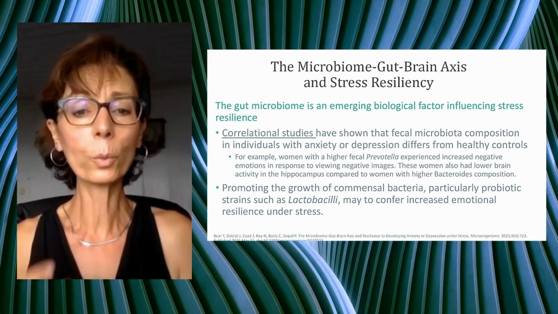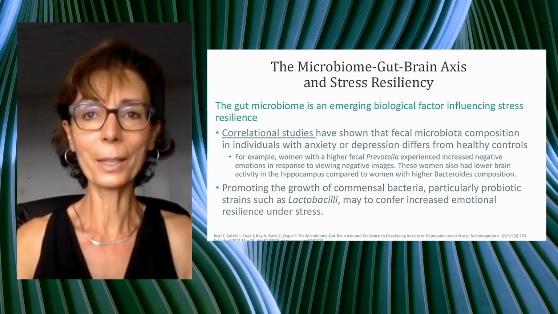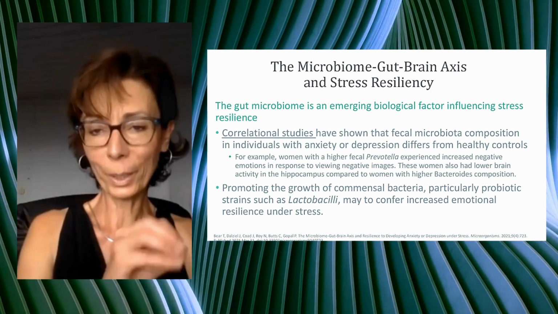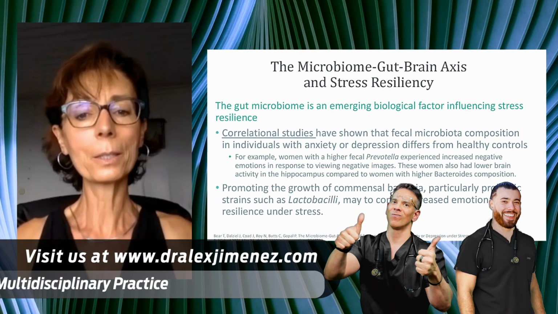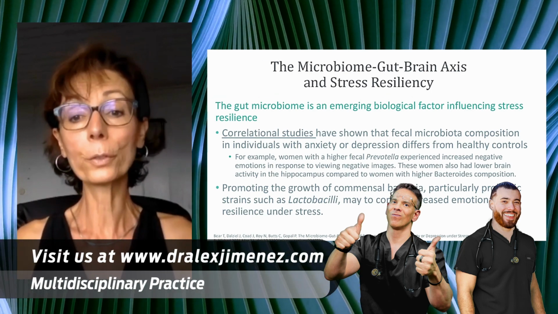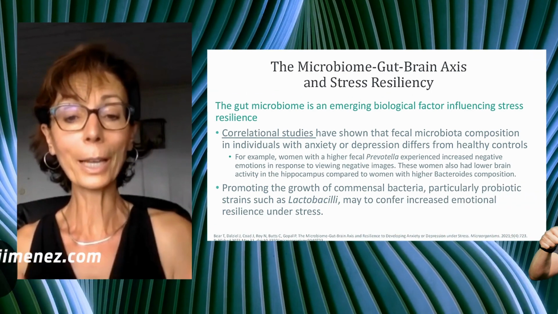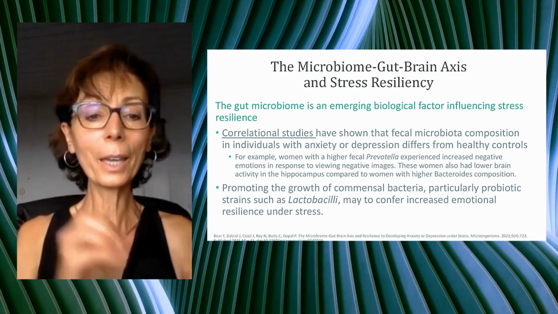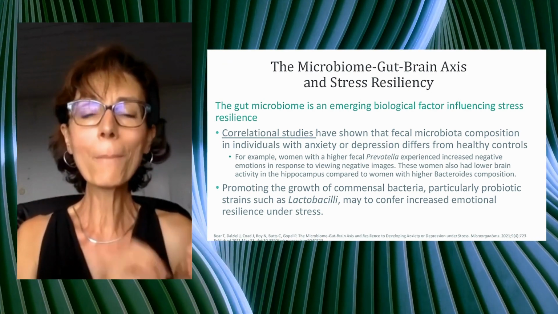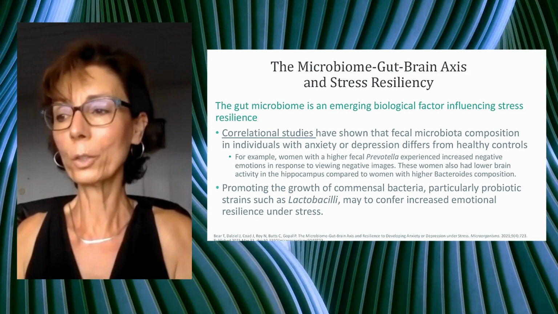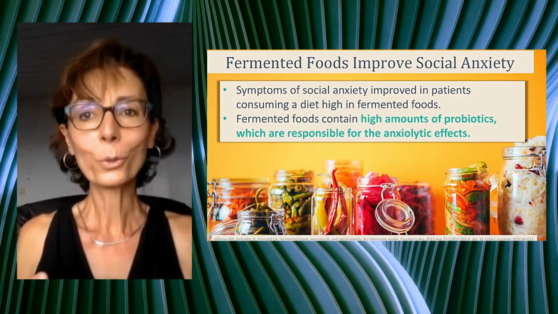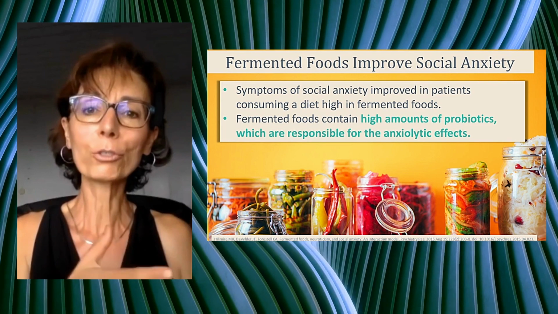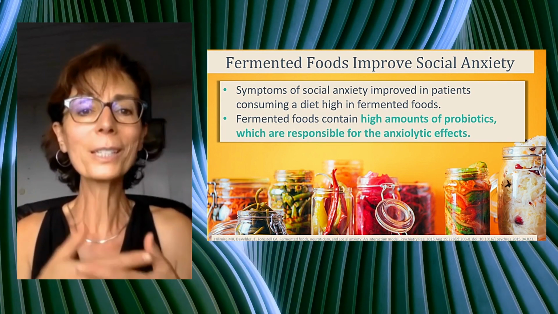And more, we're having studies looking at how microbial factors in the gut microbiota itself can affect the HPA axis. This study, for example, was looking at the growth of commensal bacteria, particularly lactobacilli, that can confer increased emotional resiliency when we're under stress. Isn't that amazing? And fermented foods. We know that fermented foods can actually help improve social anxiety.